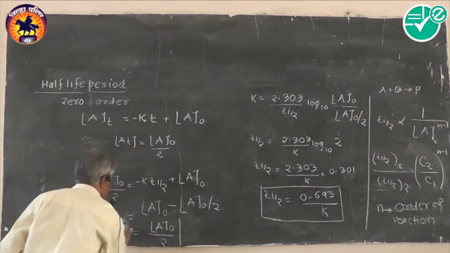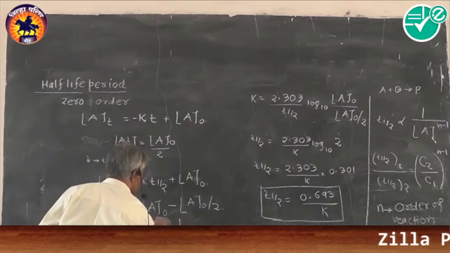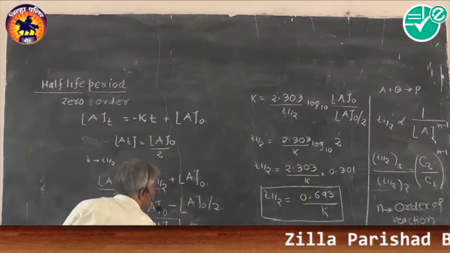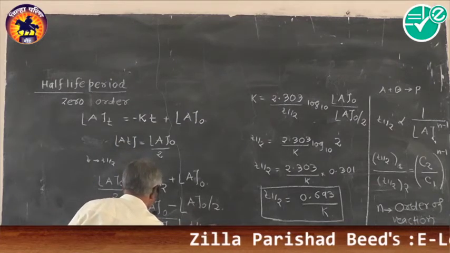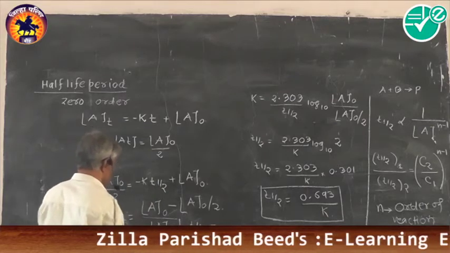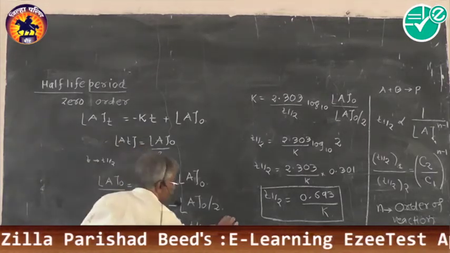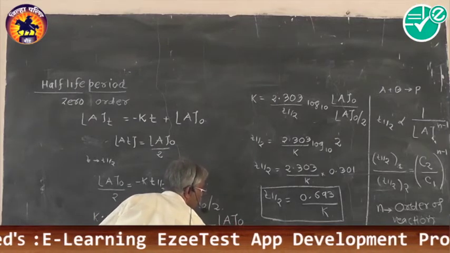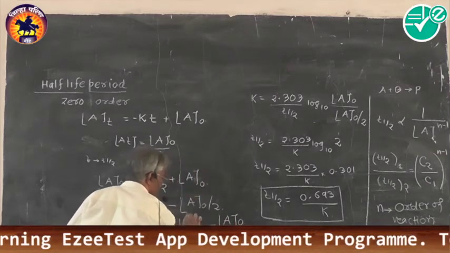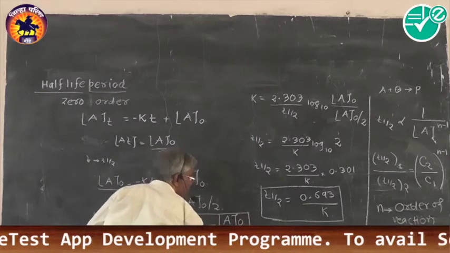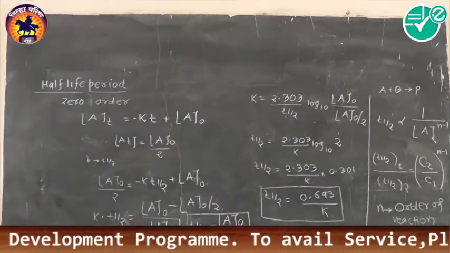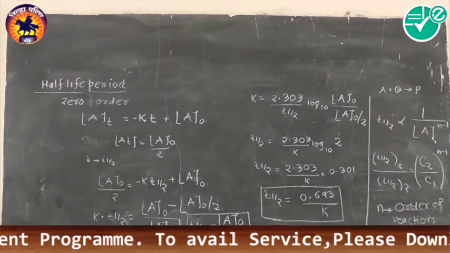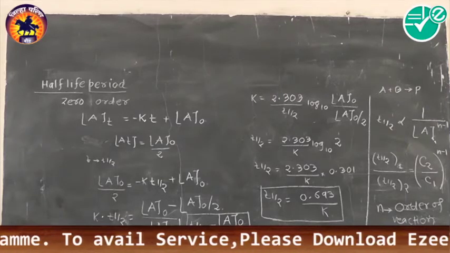The equations will be the same. We are just writing it in simple form. t1/2 is equal to A0 upon 2k. This is the equation for zeroth order reaction with respect to half-life period.